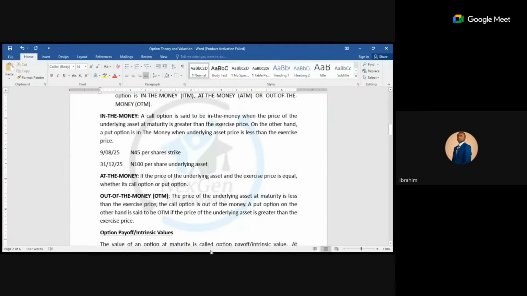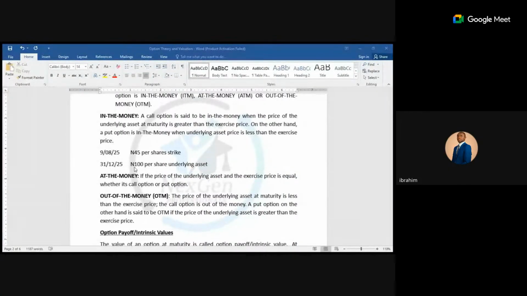Now, are you in the money or out of the money, class? You are in the money. Will you exercise your right or not? You will exercise your right, because you already hedged at 45 naira. This is the amount you will buy these shares at the end of December in the option contract. So you will decide to exercise your right. With this, you are in the money, right?